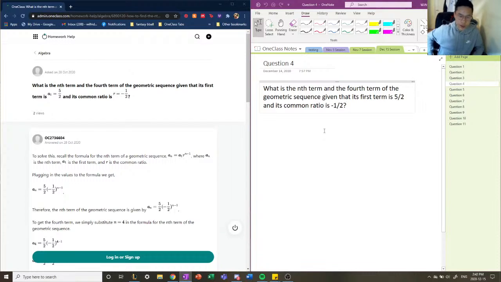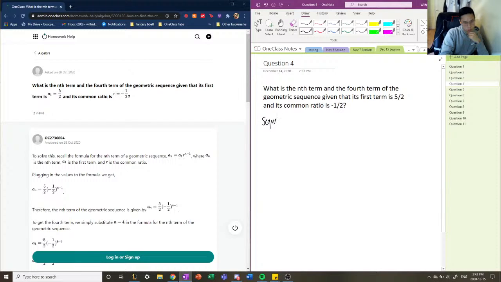Alright, so what is the nth term and the fourth term of the geometric sequence given that its first term is 5 over 2 and its common ratio is negative 1 over 2? So I need to cover what a sequence is first. A sequence is basically a sequence of numbers that follows a pattern.